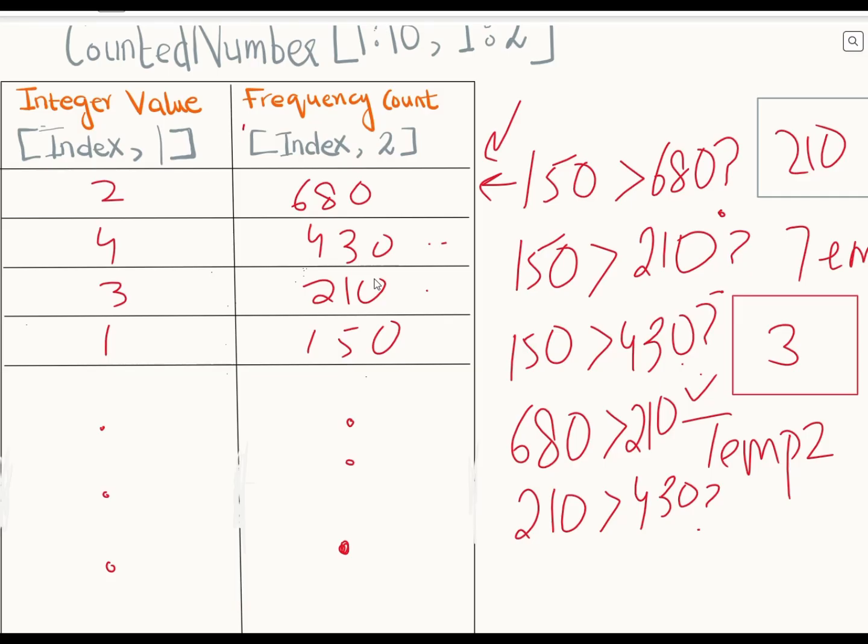Now it's going to check again: 210, is it greater than 150? Yeah, we are good to go, so no swapping will happen. Now you can see that the second most greatest value bubbled up to the second place. Now this loop will keep running until the whole array is sorted. Okay, so this is how bubble sort works.